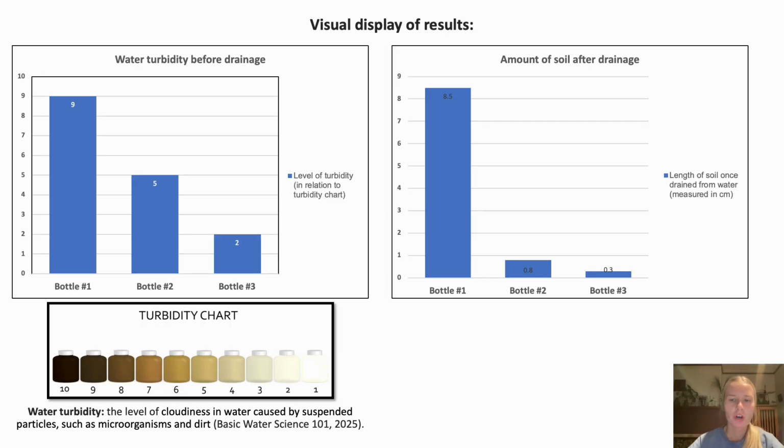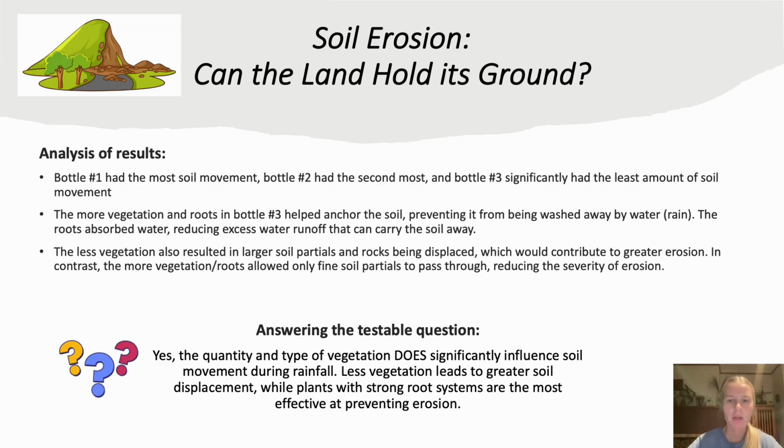I used 2 different column graphs to help interpret my results and answer the testable question. Using the pictures I took, the first graph shows the level of water turbidity in the cups in relation to the turbidity chart displayed. The second shows the amount of soil after drainage measured in centimetres. After analysing my results, I concluded that less vegetation does lead to greater soil displacement and more vegetation with strong root systems is the most effective at preventing soil erosion.